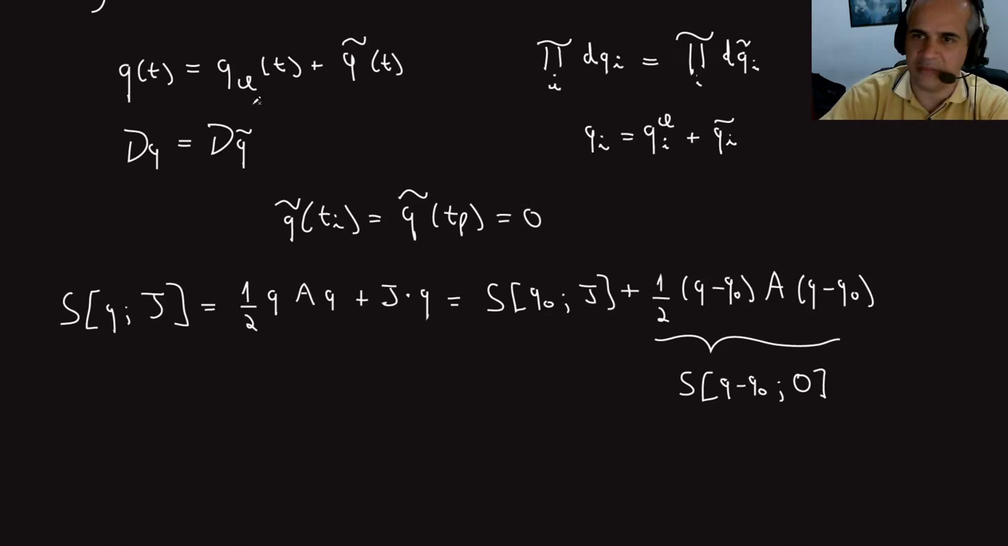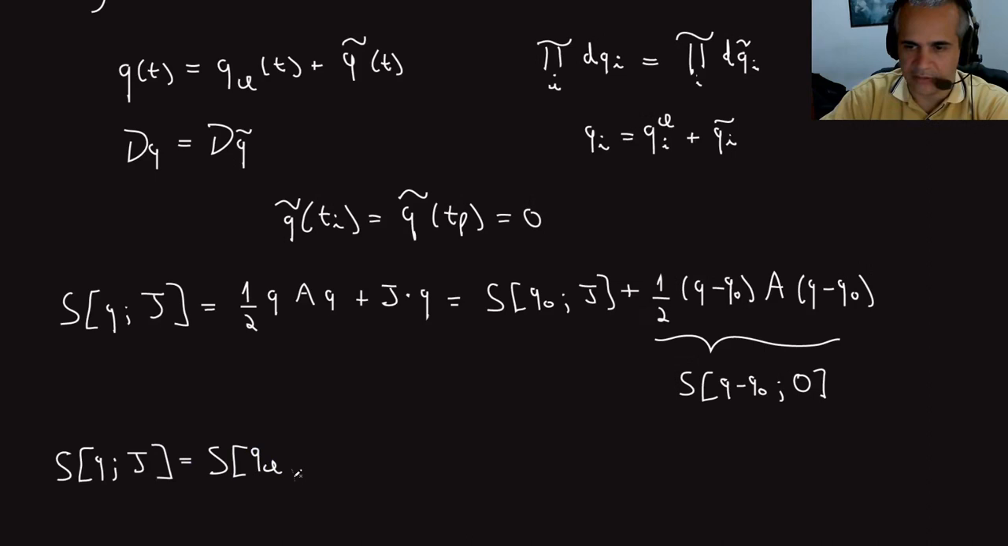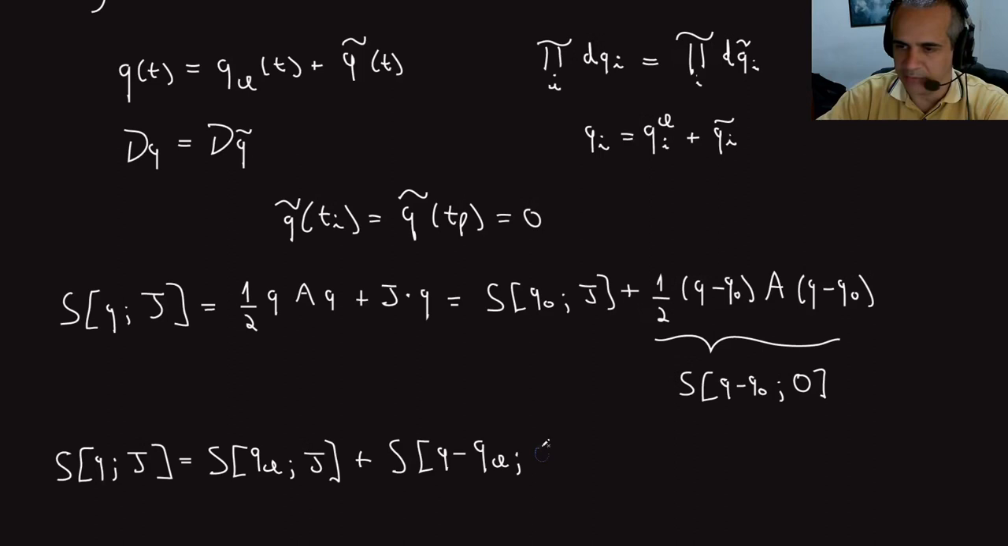Now let's specialize this for the case at hand. In our case here, the minimum is just Q classical by definition. The way I define this is by taking the extremum of this action. So Q naught is Q classical, so I can write S of Q, J as S of Q classical in the presence of sources, plus S of Q minus Q classical in the absence of sources. But Q minus Q classical, according to this equation, is just Q tilde. So I can replace this by Q tilde.